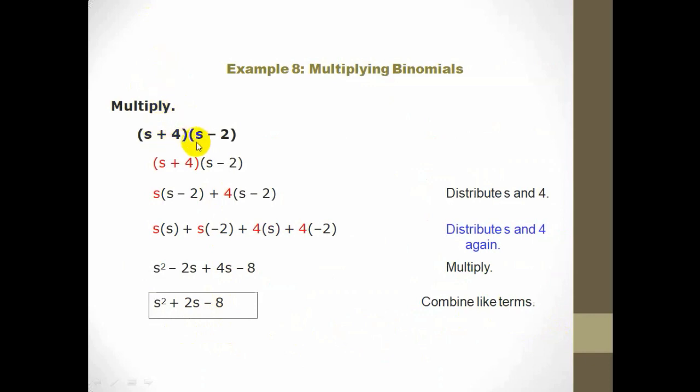Now to multiply these two binomials, s plus 4 multiplied by s minus 2, first of all, distribute s and 4. Now again distribute s on s minus 2 and distribute 4 on s minus 2. We can write s multiplied by s, s square, s multiplied by minus 2, minus 2s, 4 multiplied by s, 4s, 4 multiplied by minus 2, minus 8. And combining the like terms, we get s square plus 2s minus 8.